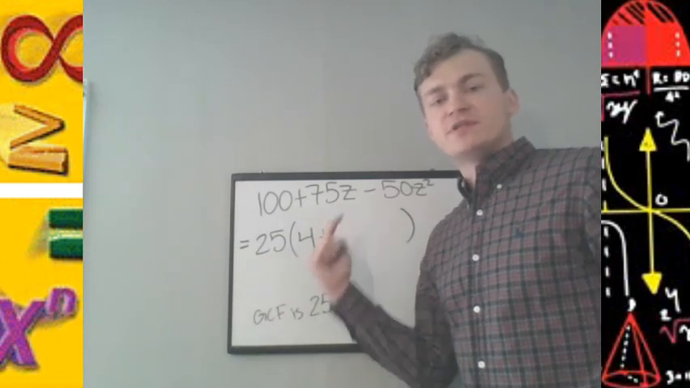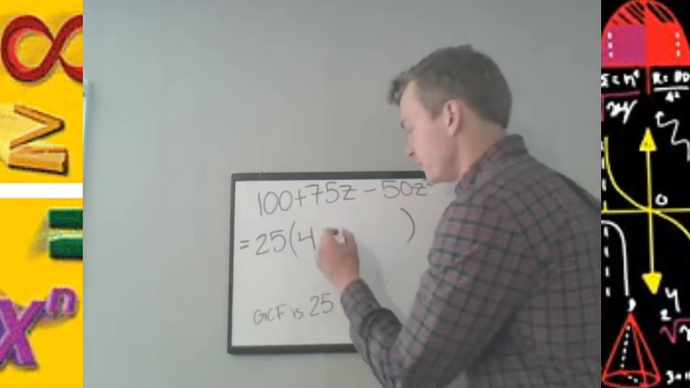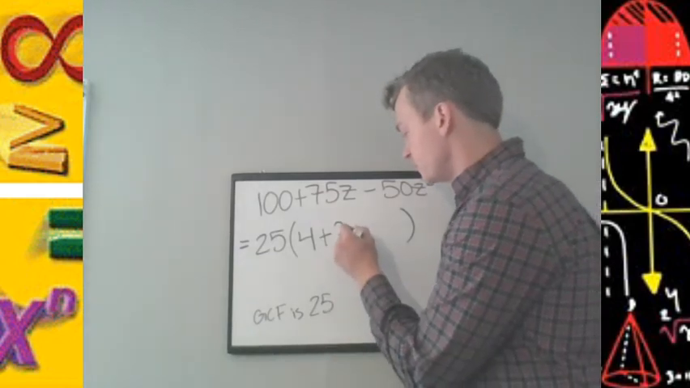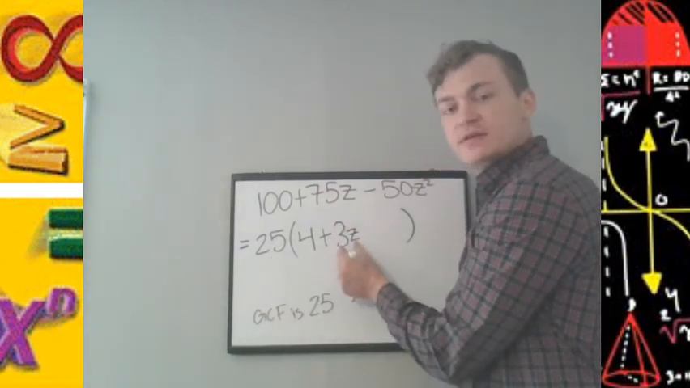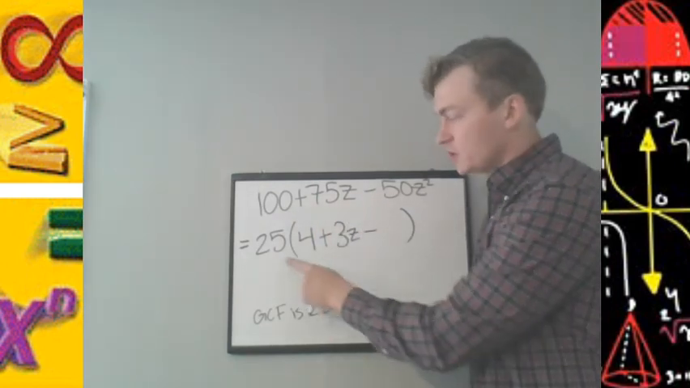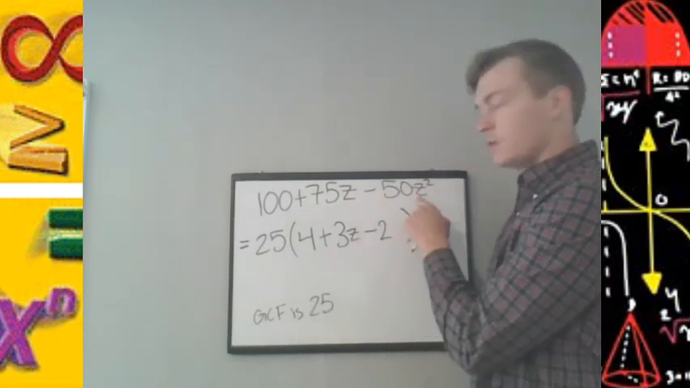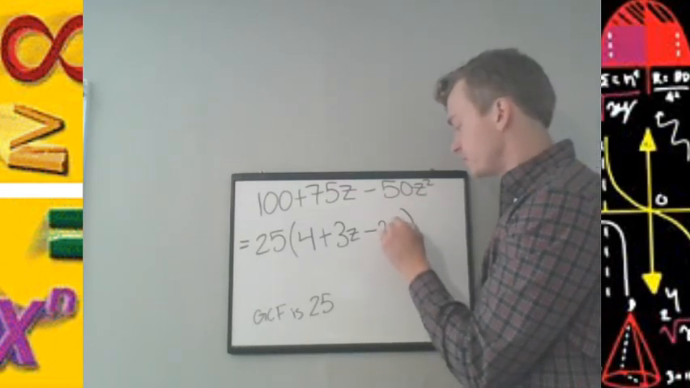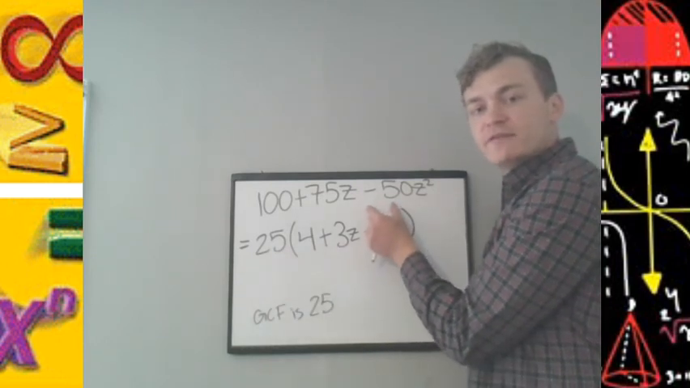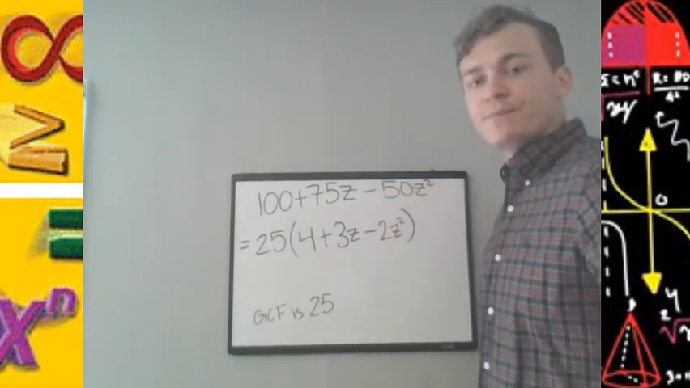25 times what will give us 75z? Well, 25 times 3 plus this additional factor of z. 25 times 3z, 75z. Minus 25 times 2 with our additional two factors of z. As we see here, 25 times negative 2 is negative 50 times z squared is negative 50z squared.